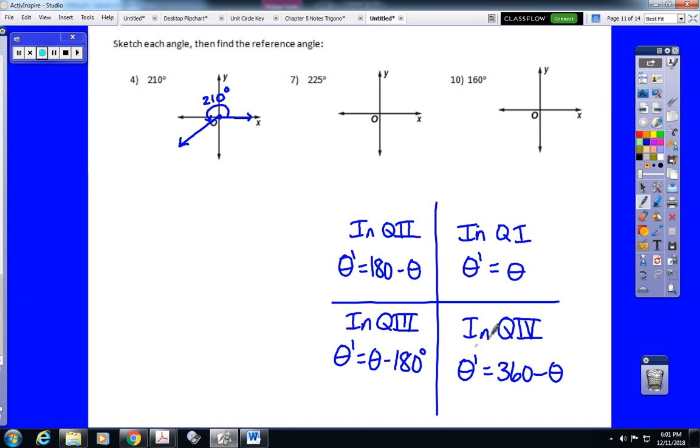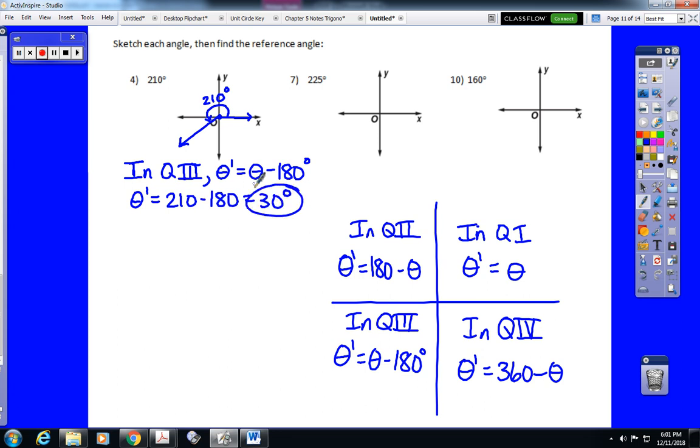So there's a different rule depending on which quadrant our angle is ending in. In this case, our angle is ending in quadrant 3. So we would go to that reference item and we'd say to ourselves, in quadrant 3, the reference angle is the angle minus 180 degrees. And we'd say the reference angle is 210 minus 180, or 30 degrees. So we have two parts to the answer, the picture and the reference angle.